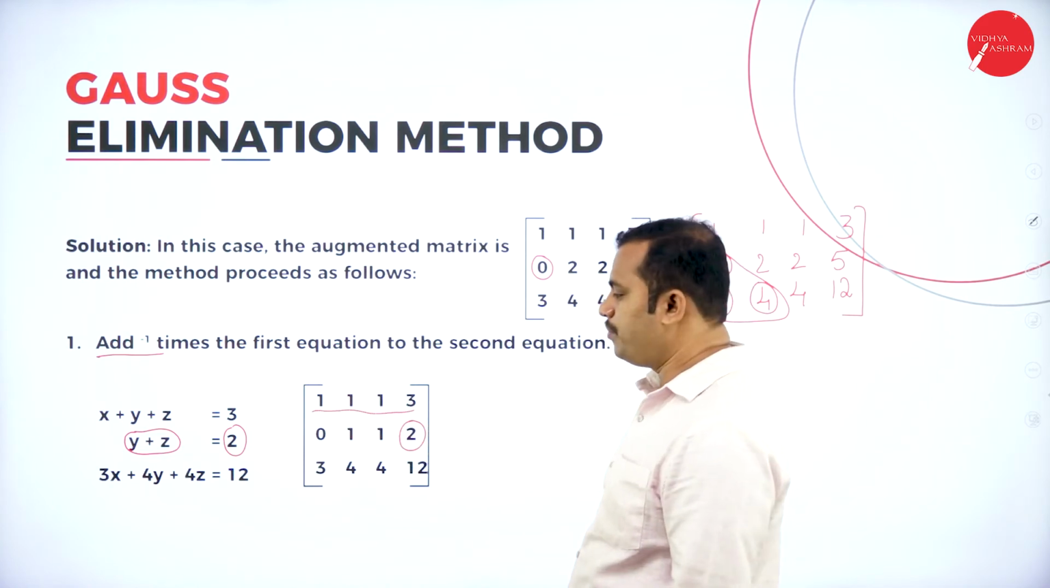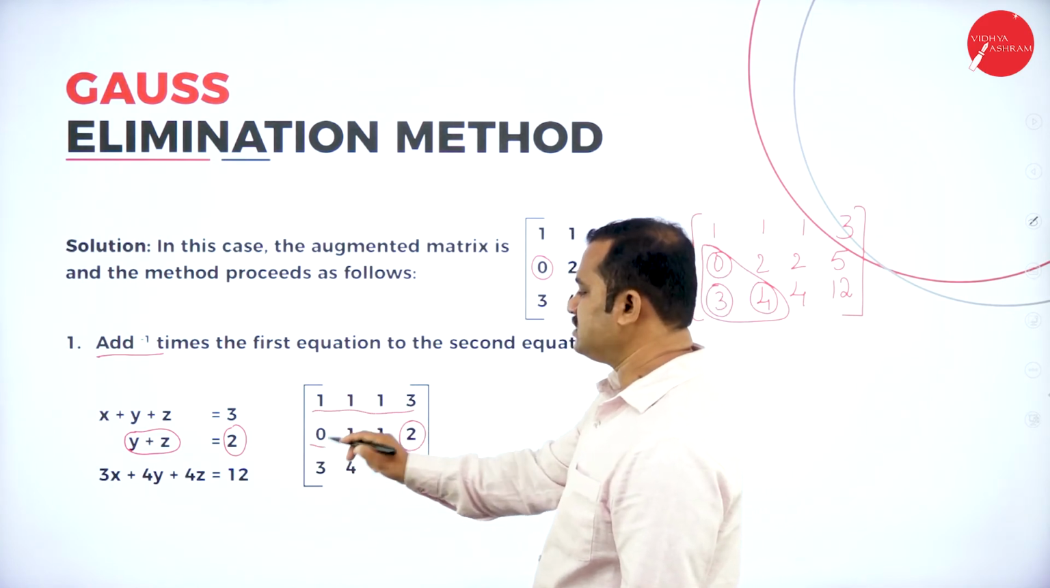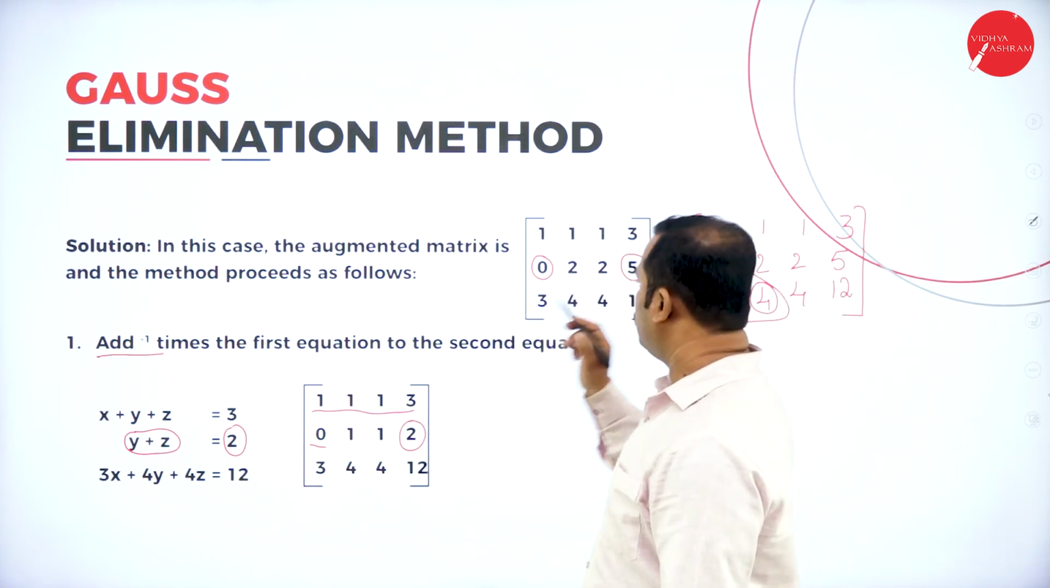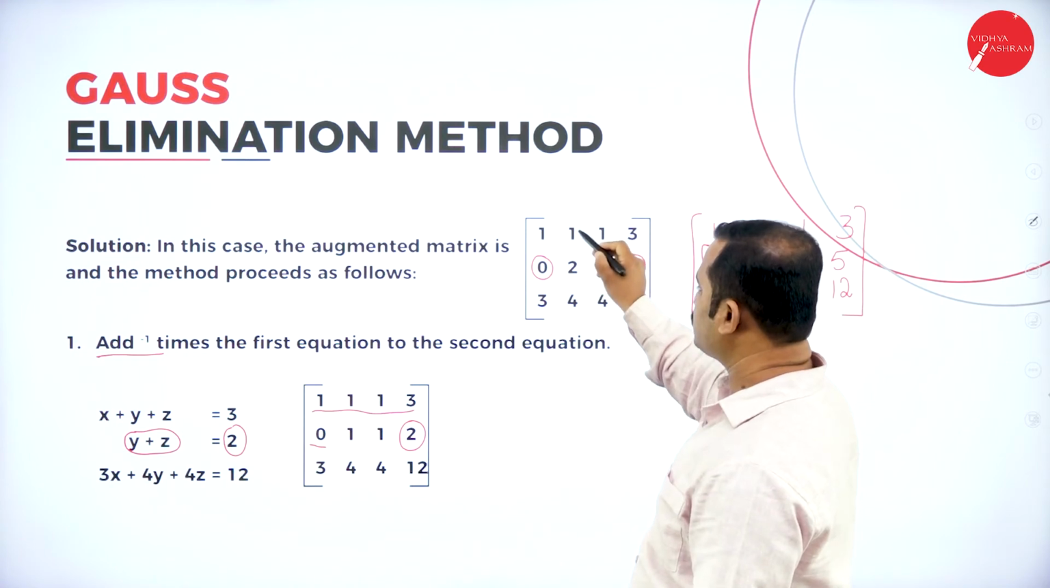That is the row operation. 0 is as it is. Then we have 2, 2, 5. 2 minus 1 is 1.